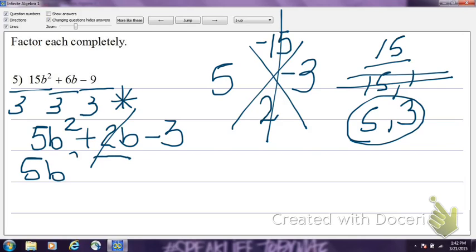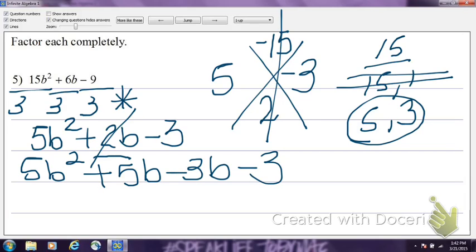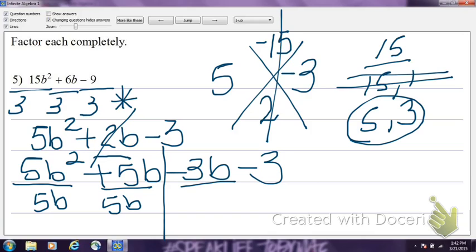Next, cross out the middles, and this is called rewriting. So we have 5b squared plus 5b minus 3b and minus 3. So we replace 2b with 5b minus 3b. Next, we're going to divide by the greatest common factor, which over here is 5 and b, and over here is 3. Now it's important to divide by a negative 3, because this number is negative. That way your problem will always work out.